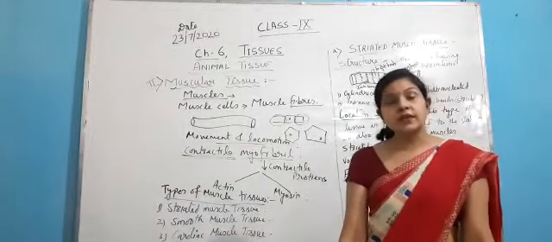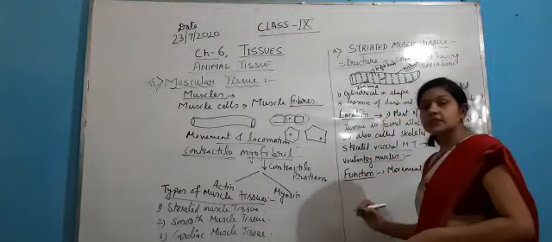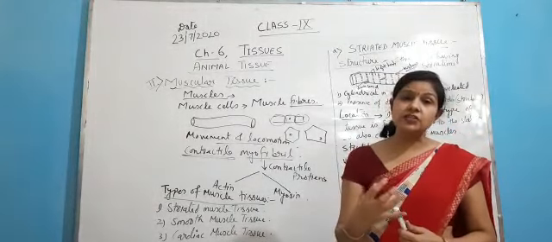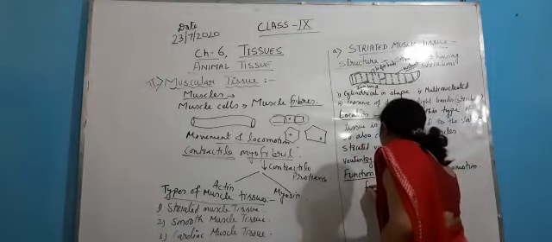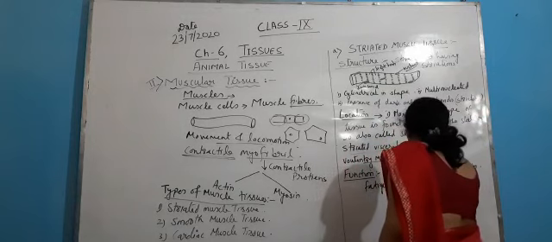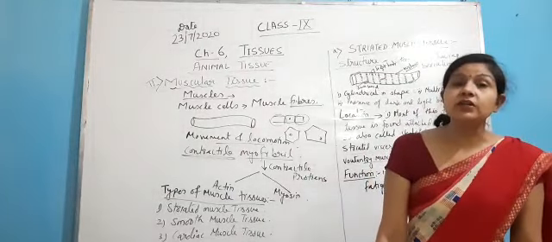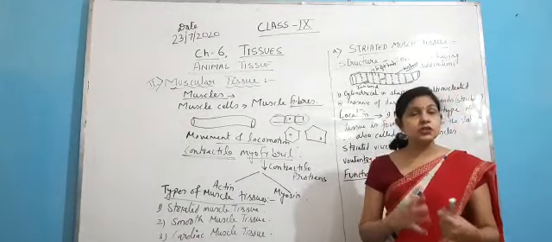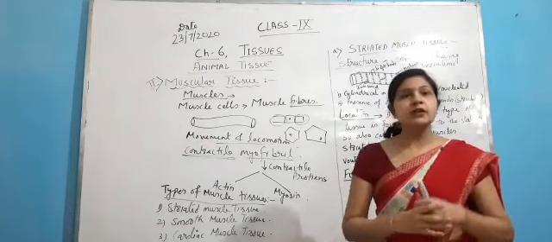The second very important thing is that these muscles fatigue very easily, because the contraction and relaxation is very, very fast. Fatigue very easily means they get tired very easily, because whenever they work, the contraction and relaxation is very fast, due to which these muscle fibers fatigue very soon.